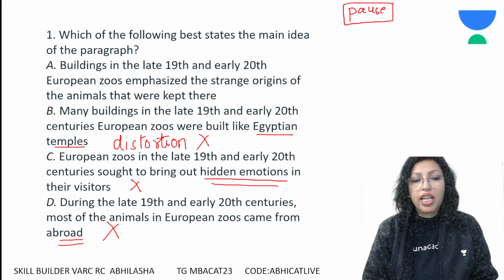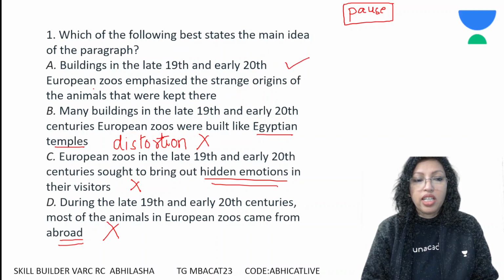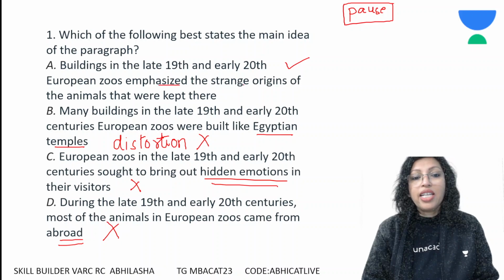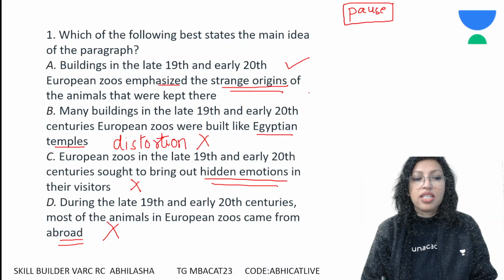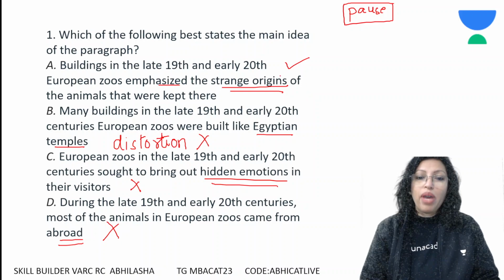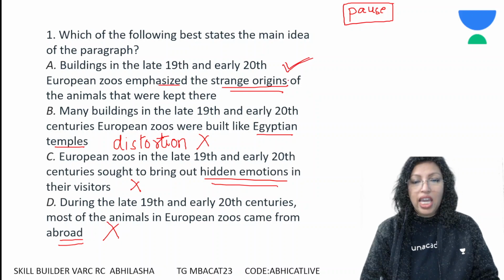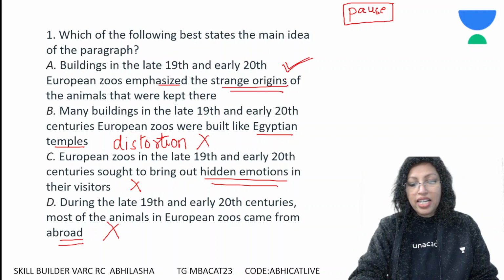So this cannot be the correct answer. So the best answer, guys, should be A, that the buildings in the late 19th and early 20th century European zoos emphasize the strange origins, the bizarreness of the animals that were kept there. So the best answer for us will be A, that is exactly stating the main idea.